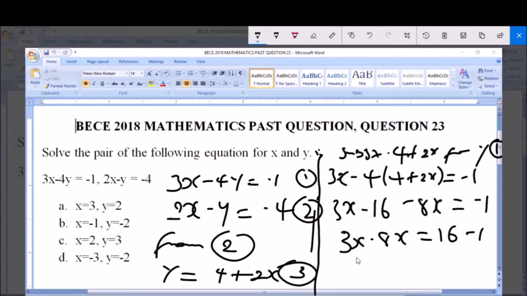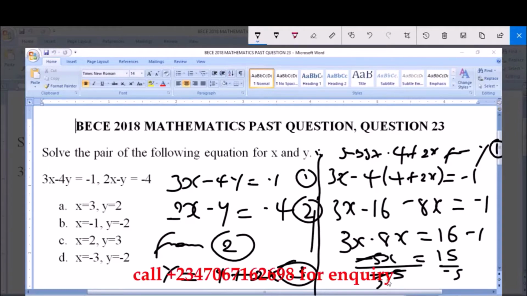Minus 5x is equal to 16 minus 1, which will give us 15. Now to get x, we divide both sides by minus 5, which is the coefficient of x. Minus 5 divided by minus 5 gives us x, and then 15 divided by minus 5. Remember, 15 divided by 5 is 3. But because of the negative sign, our answer will be negative, which is minus 3. So x is equal to minus 3.